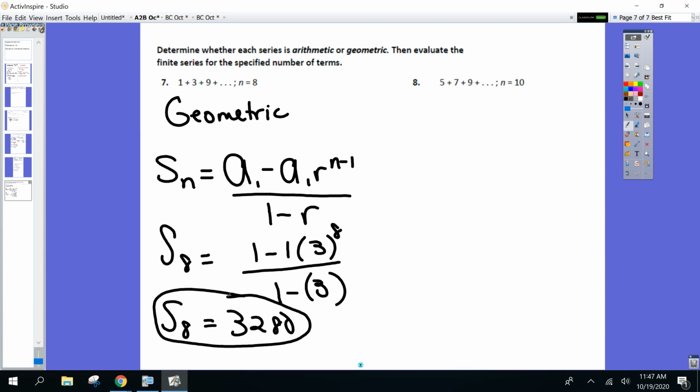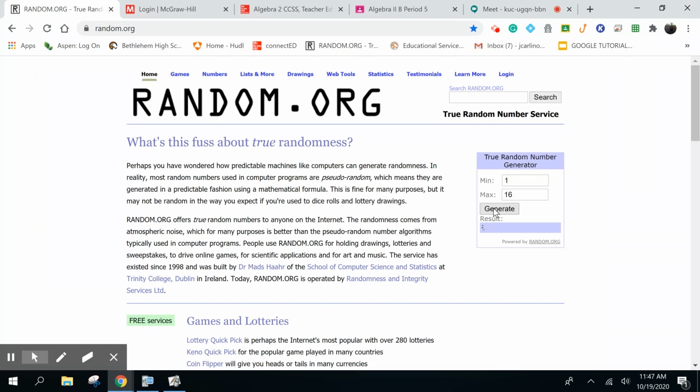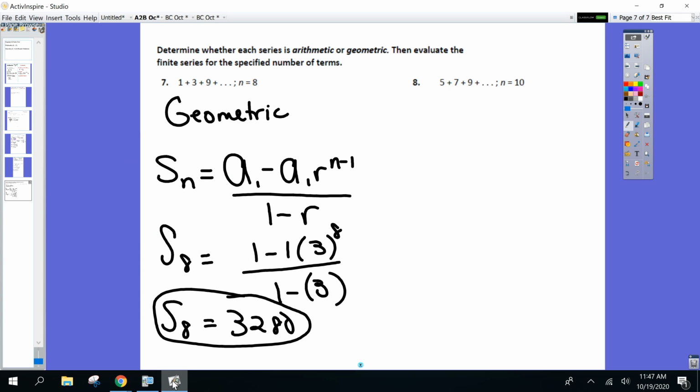Questions there? One more. What type of sequence is number 8? 5, 7, 9, 15. What type of sequence is that? 5, 7, 9. Arithmetic. Good. I'm going up by 2s. Here's the thing, though. You're not going to find a formula on your formula sheet for adding up an arithmetic sequence, are you?